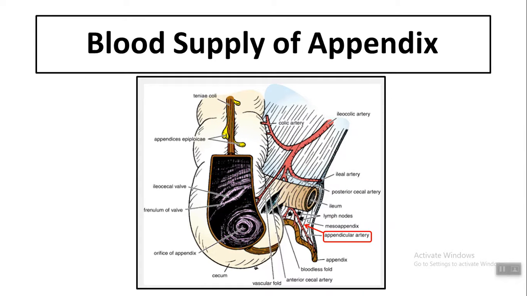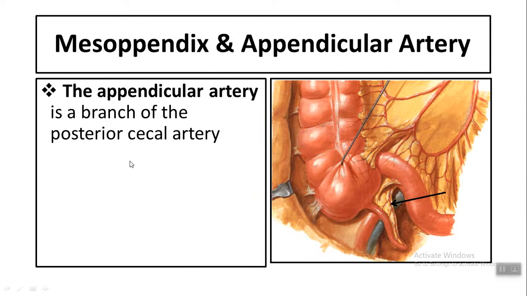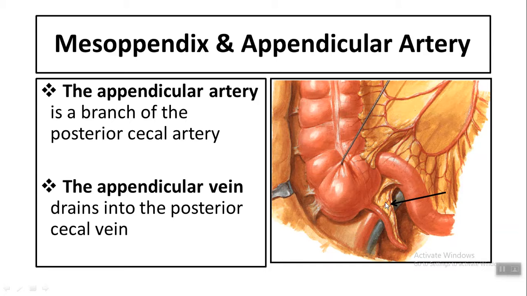What is the blood supply of the appendix? As it is derived from the midgut, its blood supply is originally from the superior mesenteric artery through the appendicular artery. The appendicular artery is a branch of the posterior cecal artery that passes through the mesoappendix. The appendicular vein will drain into the posterior cecal vein that will drain at the end into the superior mesenteric vein.